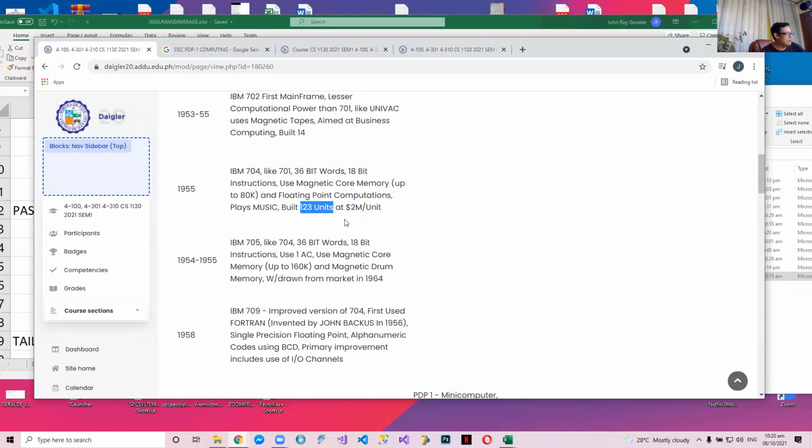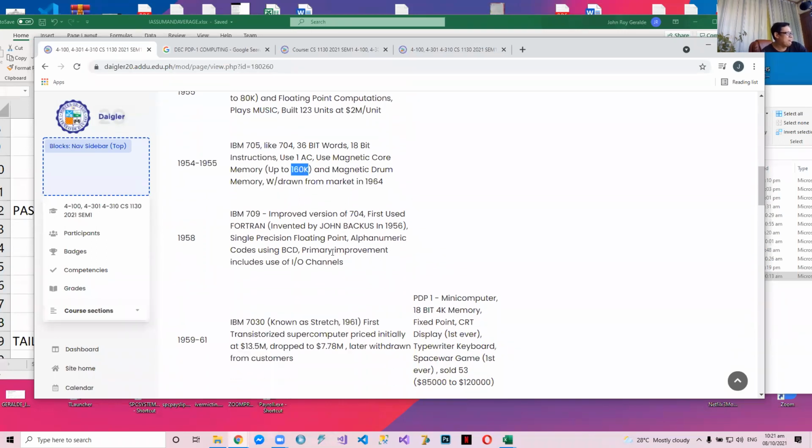Okay, 2 million each. If you want to buy this, you can contact IBM. The IBM 705 was introduced, but this was a failure. The main difference is it can store up to 160K, but they withdrew it from the market.